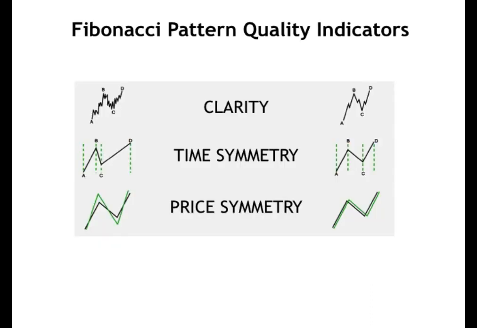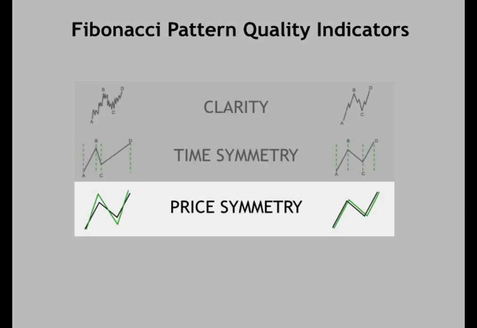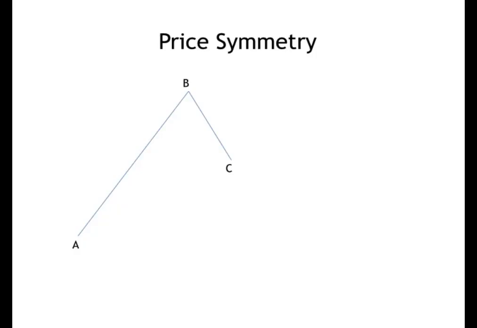The other 2 quality measures for Fibonacci are price symmetry and time symmetry. In the video called Fibonacci Patterns, where I've given an overview of them, I gave the following explanation for price symmetry. Fibonacci patterns are where the price difference between certain turning points on a graph are in proportion to one another that are equal or related to the Fibonacci ratio.